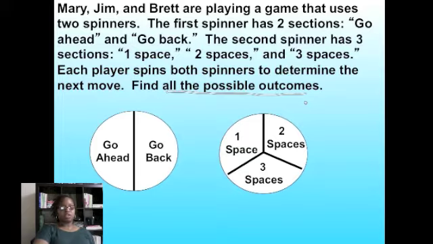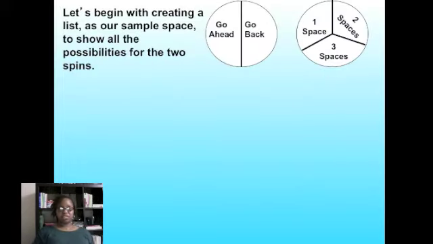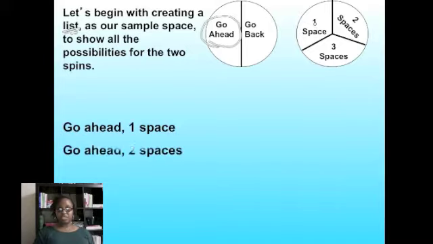We're going to look at a couple of different ways to do that. We're going to start with a list. With our list, first we want to start with the first spinner. Let's start with go ahead. If we land on go ahead on the first spinner, we could land on one space on the second spinner, two spaces, or three spaces. So there's three different options there.